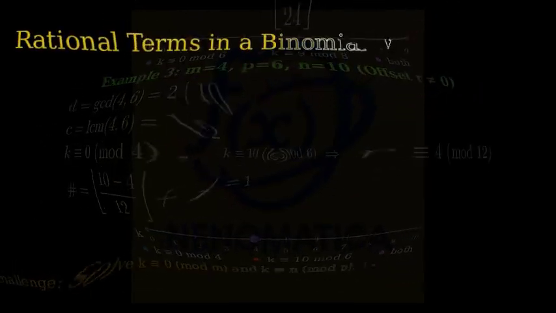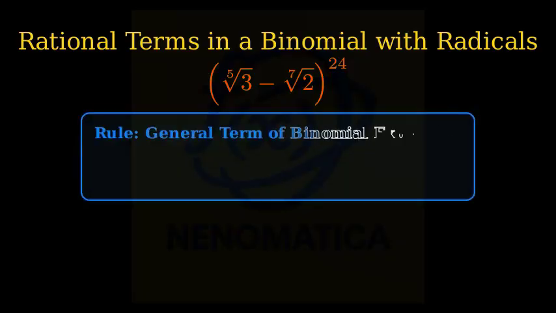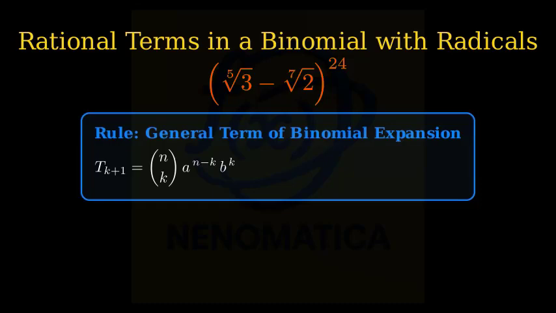We are going to find how many rational terms appear in the expansion of the expression: the 5th root of 3 minus the 7th root of 2, all raised to the power 24. Step 1. Write the general term. The general term of a binomial (a + b)^n is t sub (k+1) equals n choose k times a^(n minus k) times b^k.